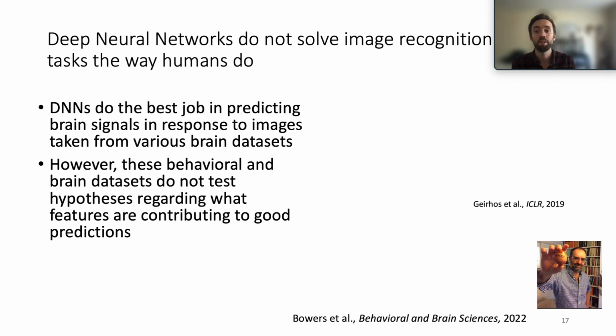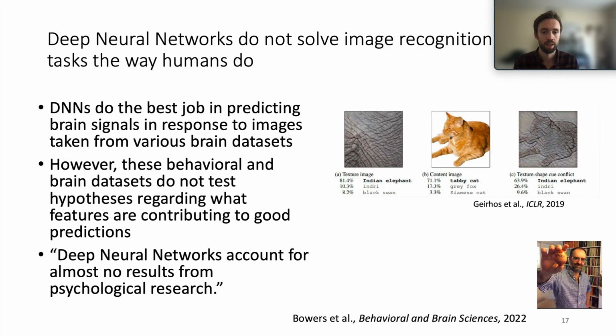However, these behavioral and brain data sets do not test hypotheses regarding what features are contributing to good predictions. We do not know in most cases if the deep neural networks are, for example, successfully recognizing objects in the same way that humans do. And in particular, there is some evidence that in many cases they do not.